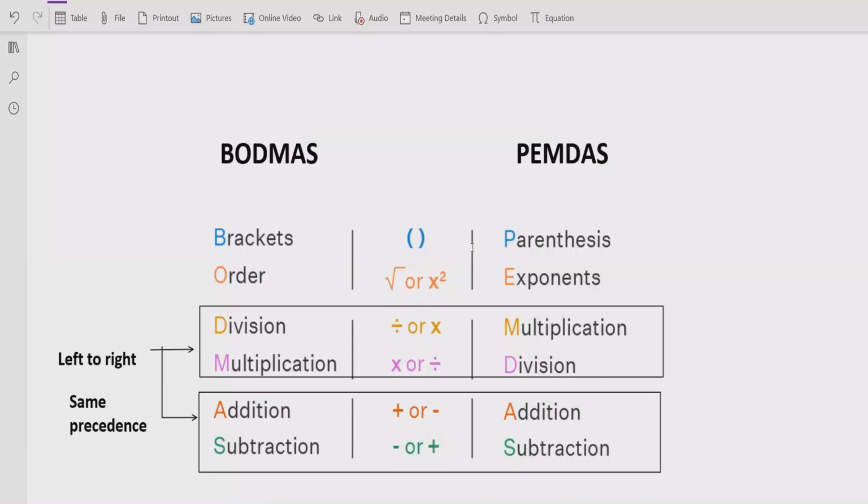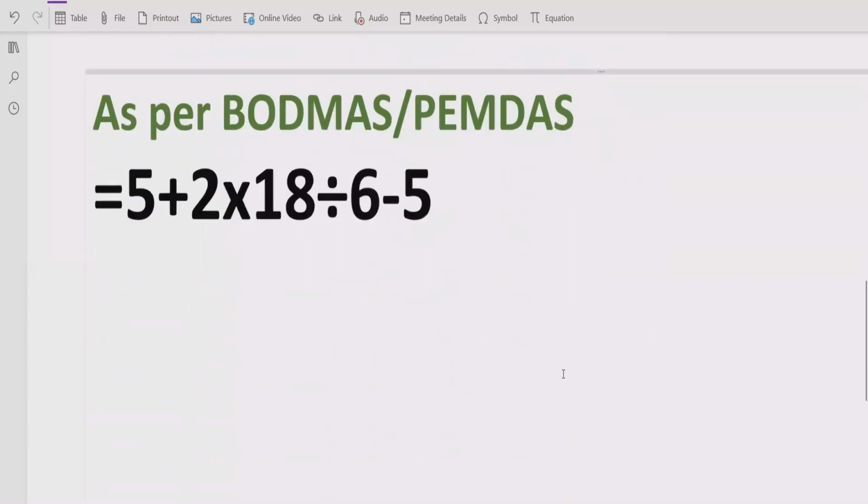After that, you go to step number 3, which is solving division and multiplication. For this, you have to go left to right in your expression and find out division and multiplication. Both have similar priority, so you can solve whichever is coming first. Similarly, for addition and subtraction, we have the same. We can solve addition first if it is coming first, and we can solve subtraction first if it is coming first. Now, let's move towards solving the given expression.